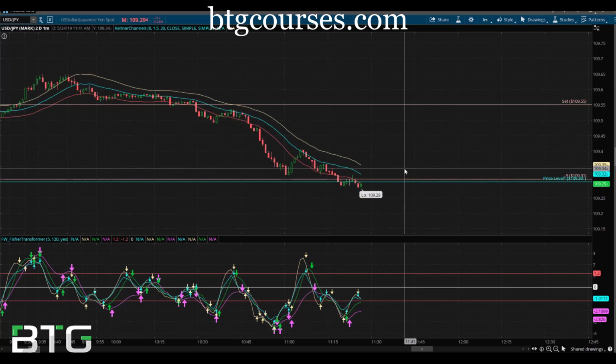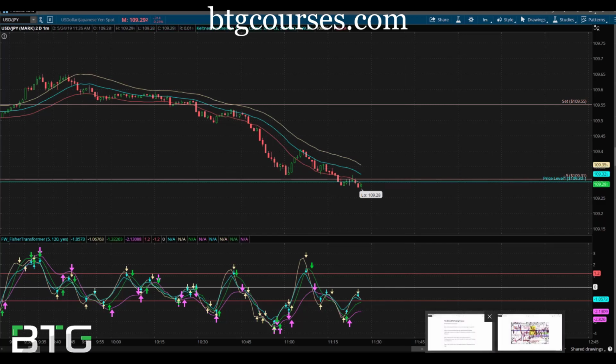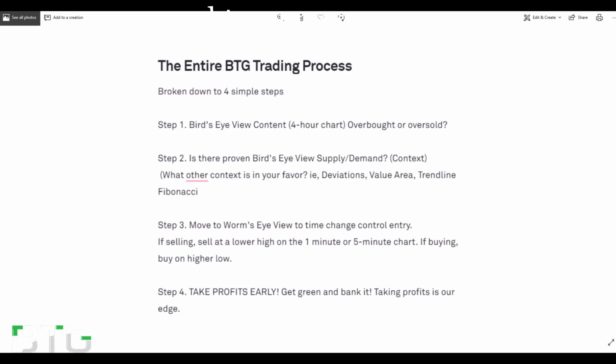Okay. Now, the next step. I would say step two is probably the most important, but step three is what will take you to a whole other level. We now move to the worm's eye view to time change of control entry, CC.